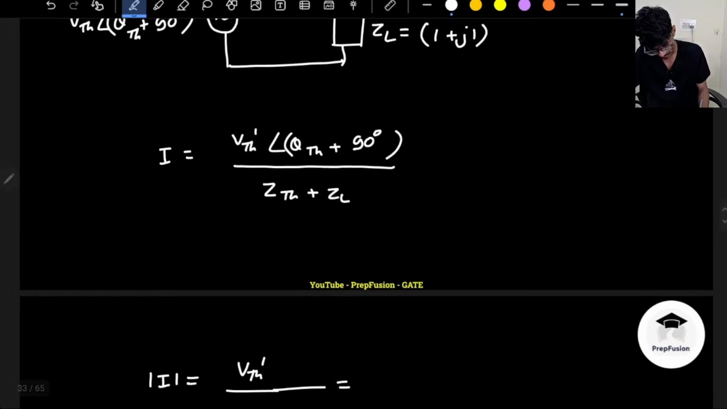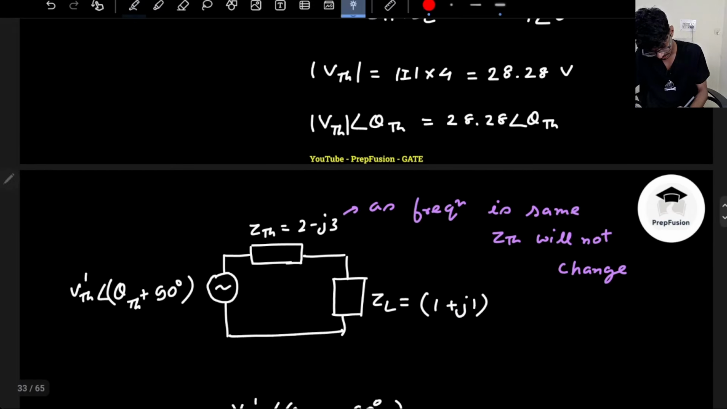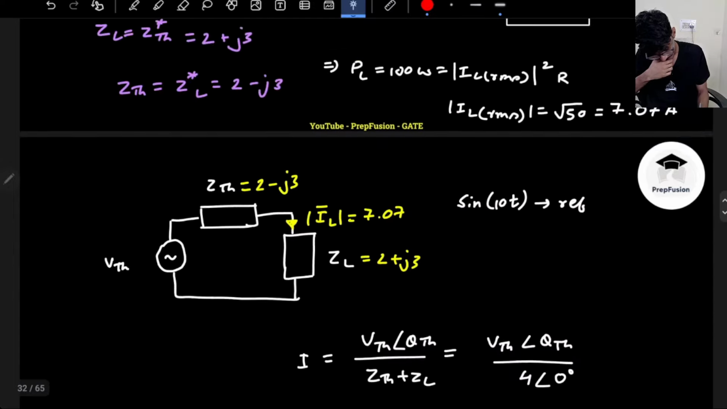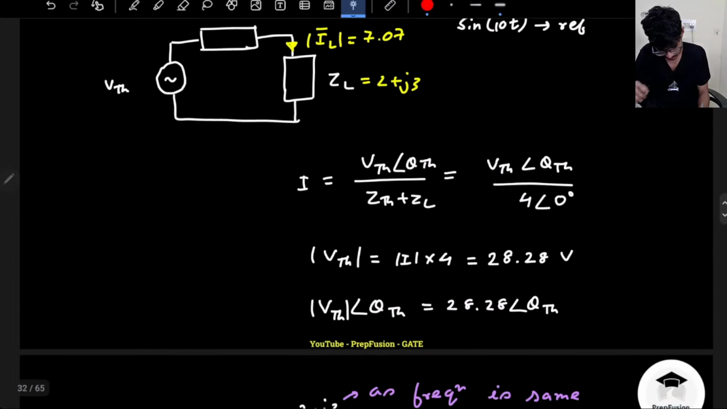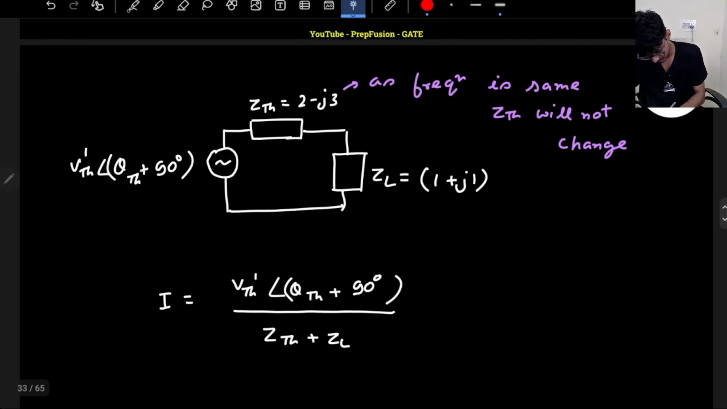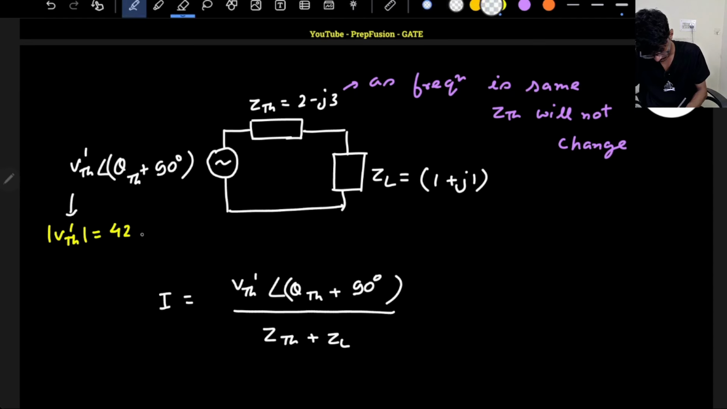The magnitude of VTH I have already discussed: the new VTH will be 1.5 times this. So it is 1.5 times 28.28, that is 42.426. So the magnitude of VTH dash equals 42.426 volts.